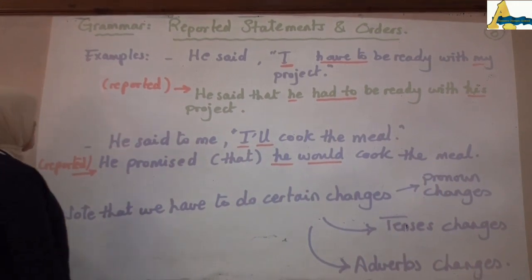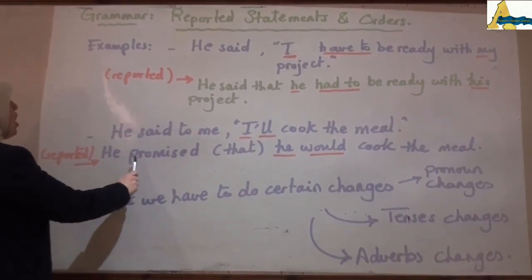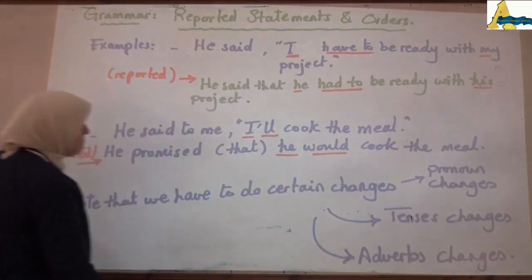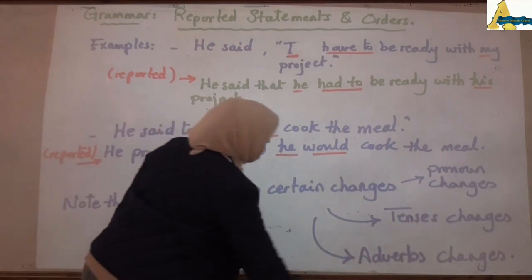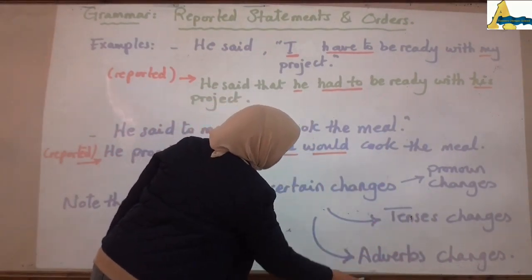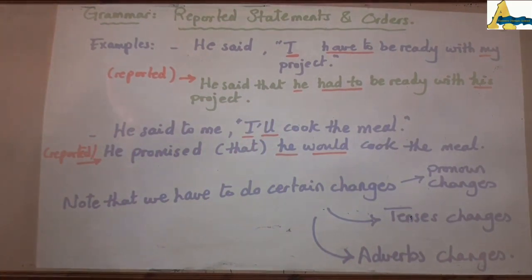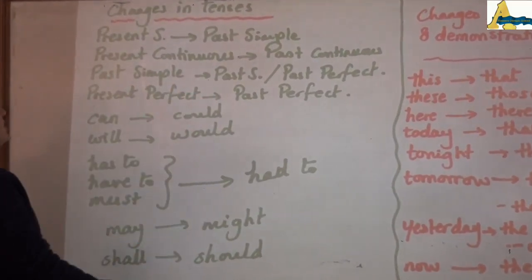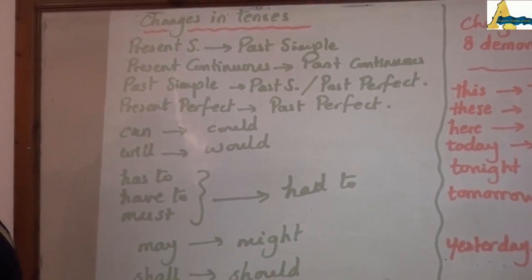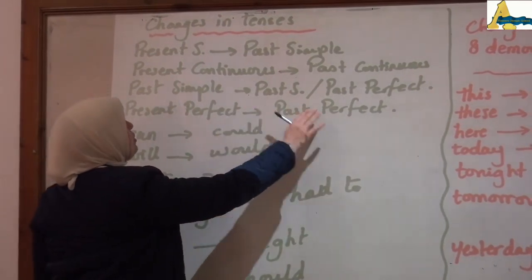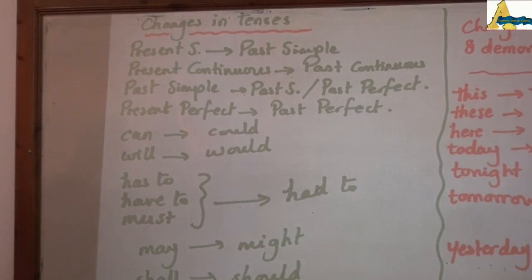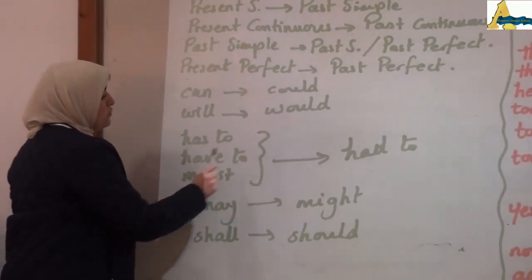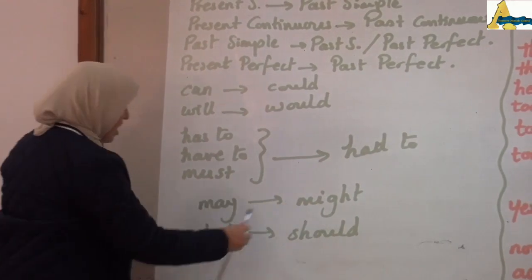He said to me, I'll cook the meal. The reported statement is going to be: he promised that, remember it's optional whether to use that or not, he would cook the meal. Note that we have to make certain changes: pronoun changes, tense changes, adverb changes, and demonstrative changes. For tenses, present simple changes into past simple, present continuous to past continuous, past simple either stays past simple or changes into past perfect, present perfect to past perfect, can, could, will, would, has to and have to, must, which means have to, should be changed into had to, may, might, shall, should.